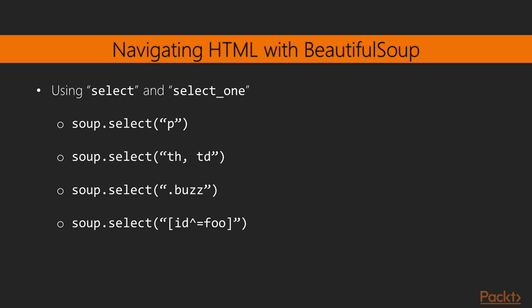Instead of using find or findAll, you can use the methods select or select_one. This allows us to do the exact same queries and get the exact same results as the previous slide, but with much more concise and clear queries. Note, however, that not all CSS selectors supported by a browser are supported by BeautifulSoup. Let's again return to the Python console and walk through some of these examples.